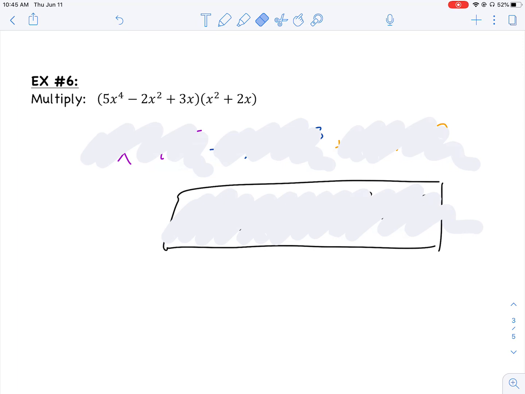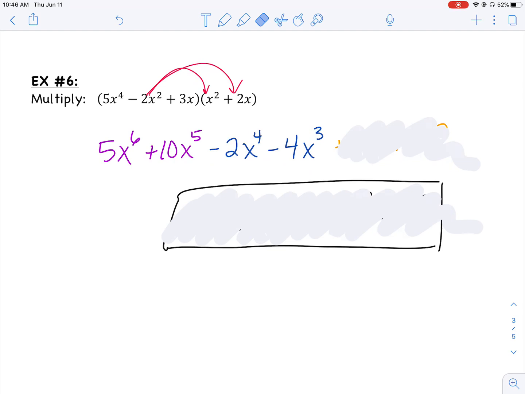All right, I'm going to multiply the 5x to the 4th through. Remember, when we multiply, we really add the exponents. So 5x to the 4th times x squared is really 5x to the 6th. 5x to the 4th times 2x is really 10x to the 5th. I'm going to do the -2x squared now. I'm going to multiply that to all my terms in the second set of parentheses. -2x squared times x squared is a -2x to the 4th. -2x squared times +2x is a -4x cubed.